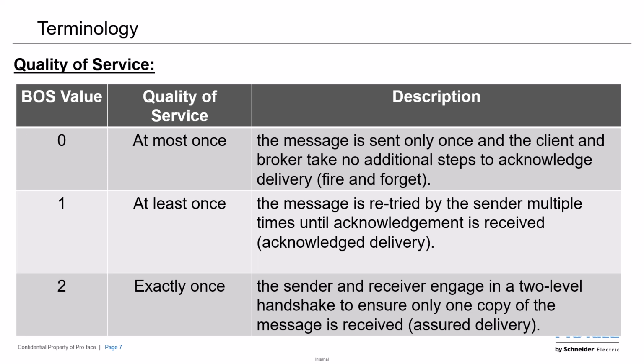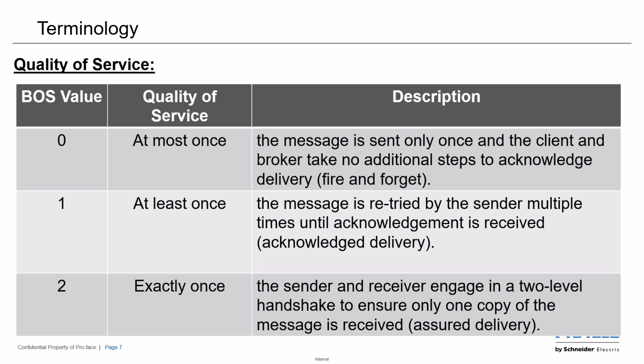The at least once means it's going to send the message until it's confirmed that it actually got delivered to somebody that was subscribing to it. That's the quality of service of 1. And then quality of service 2 is just another level of ensuring that only one copy of the message was received. So it's making sure that we don't duplicate data.